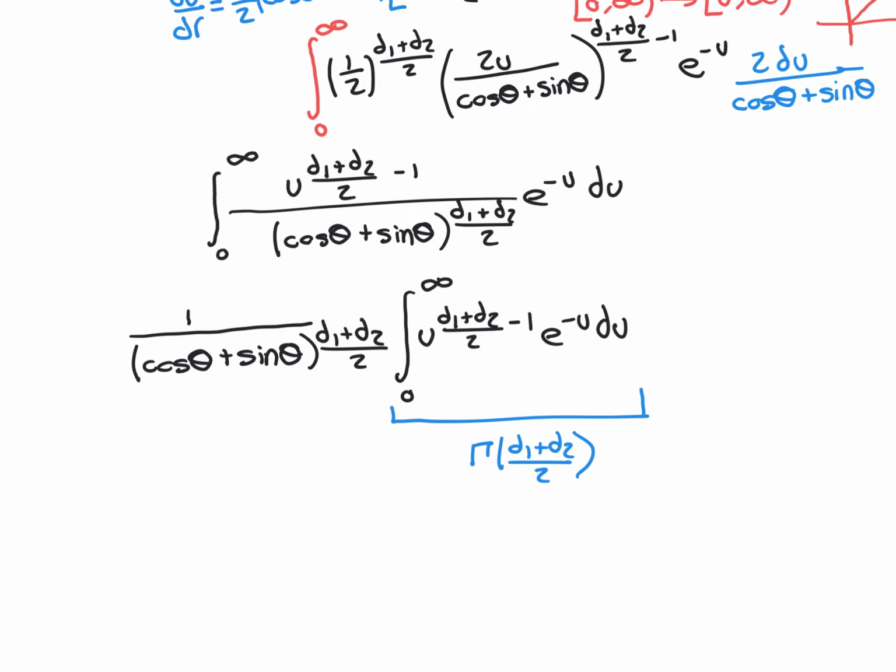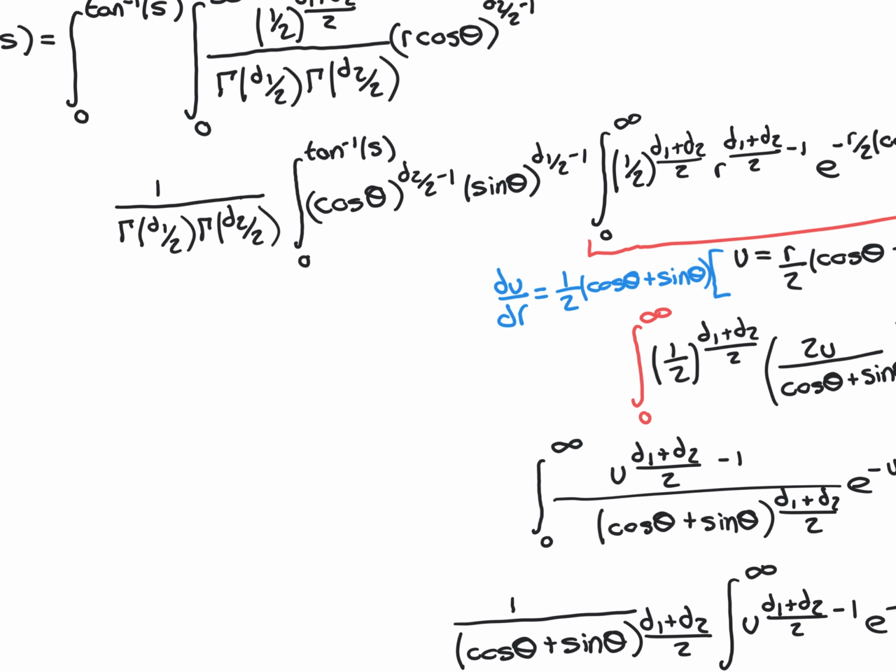So you see this will all just become a constant value, which is gamma of (d1 plus d2)/2. And if you remember, right back up here, we've got in the denominator out here gamma of d1 over 2, gamma of d2 over 2. Now we're going to add in here gamma of (d1 plus d2)/2. So we've got the other part that we need to make the beta function of d1 over 2 and d2 over 2. In fact, it's going to be 1 over the beta function of d1 over 2, d2 over 2.